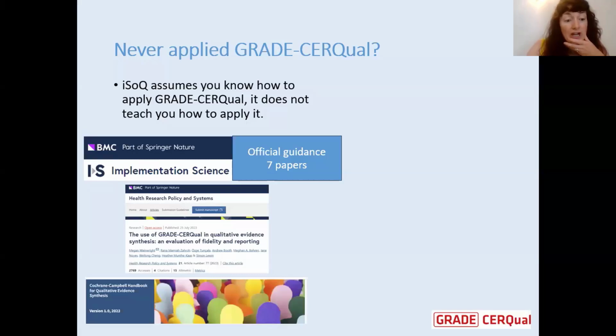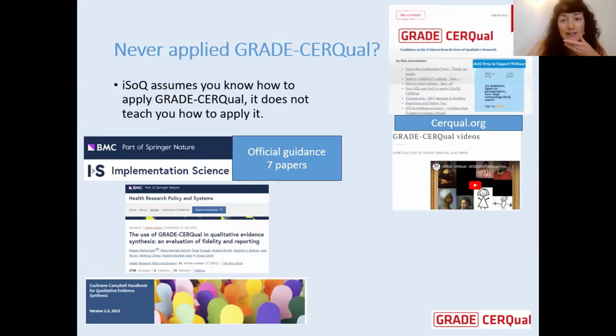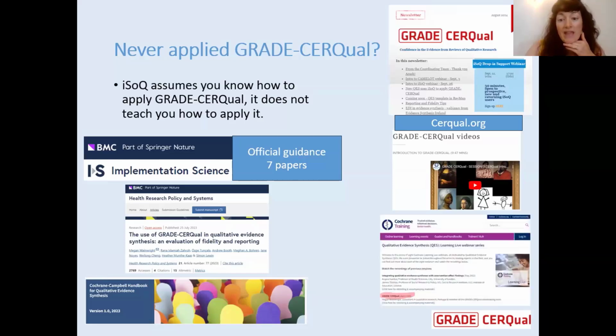There's obviously going to be a chapter coming out very soon in the Cochrane Campbell Handbook. I think before the end of the year, you'll be able to find it online. And on the CERQual website, you can find videos introducing the GRADE-CERQual approach. You can also sign up to our newsletter, which we send 3 times a year. And as part of that QES series that I was talking about earlier on the Cochrane Learning Live, there's one of those sessions on GRADE-CERQual.